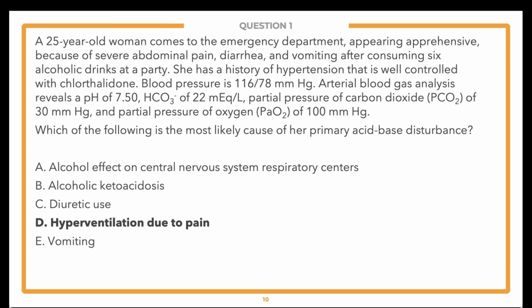So what's the mechanism here? Well, respiratory alkalosis can be caused by a couple of different things, right? We can have it caused by hypoxia, but we don't see that here. Or we could have it be primary hyperventilation due to pain, anxiety, aspirin.